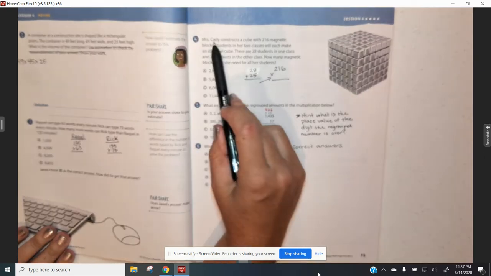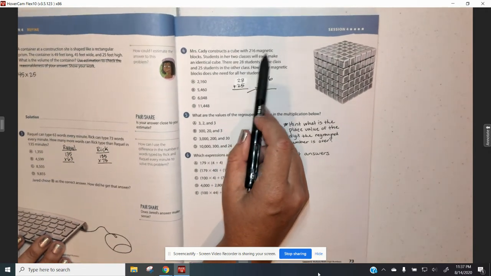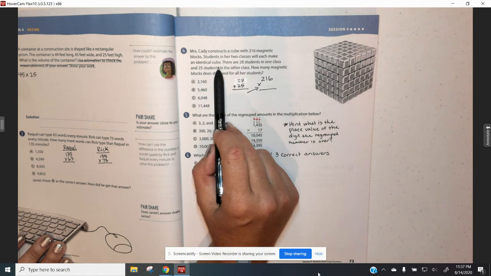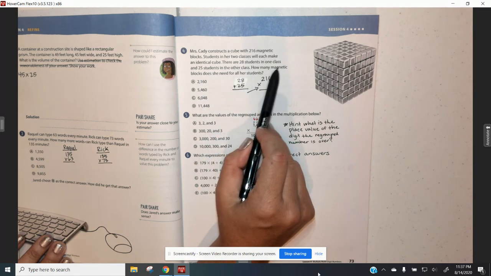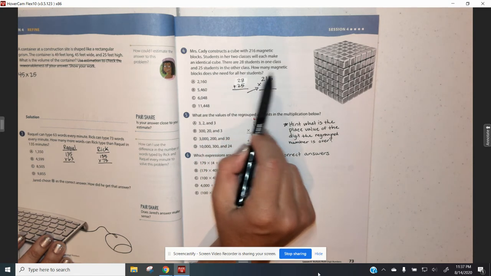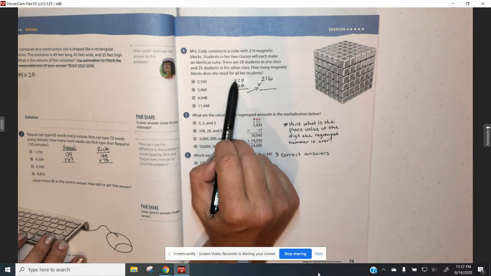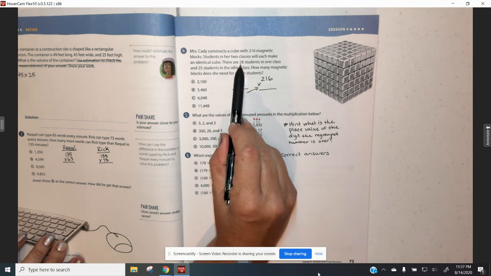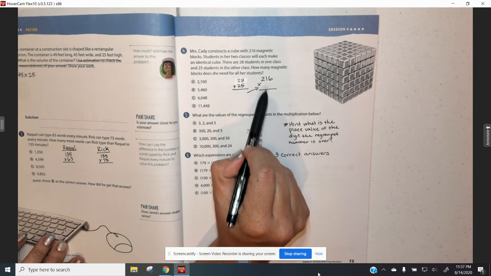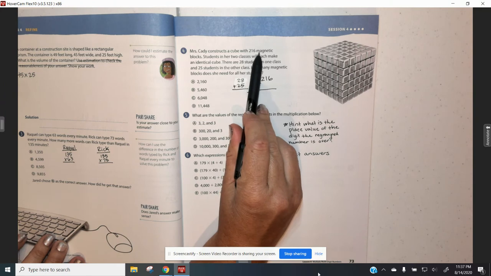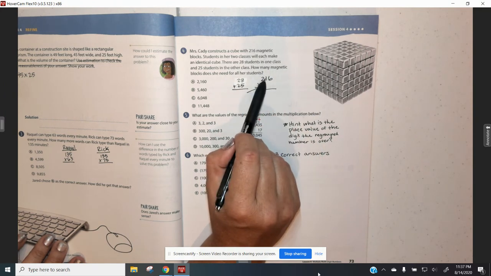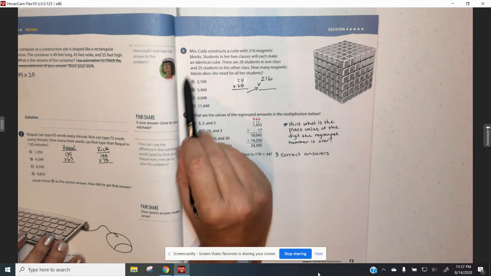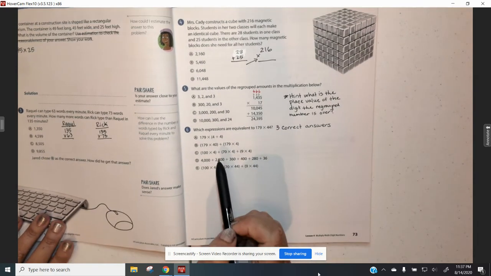For number 4, Mrs. Katie constructs a cube with 216 magnetic blocks. Students in her 2 classes will each make an identical cube. There are 28 students in one class and 25 students in the other class. How many magnetic blocks does she need for all of her students? So first you need to add together how many students she has all together. Then you're going to multiply 216, because that's how many she needs to make a cube, times the number of students in both classes. And then that will give you your product.